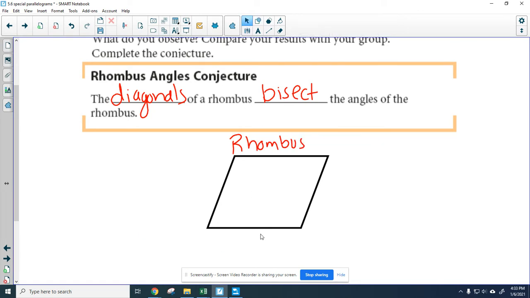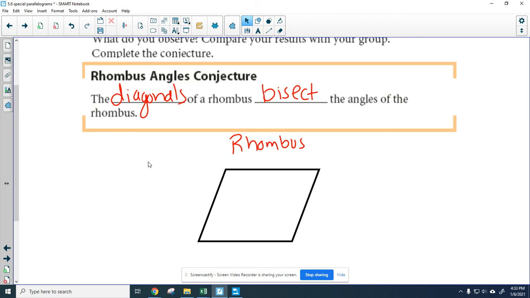And let's see what we can fill in here. Okay, so we're going to sort of just run down the list. We know opposite sides are parallel. It's a parallelogram. Opposite sides are congruent, but not just that. All four sides are congruent. A rhombus is an equilateral quadrilateral.